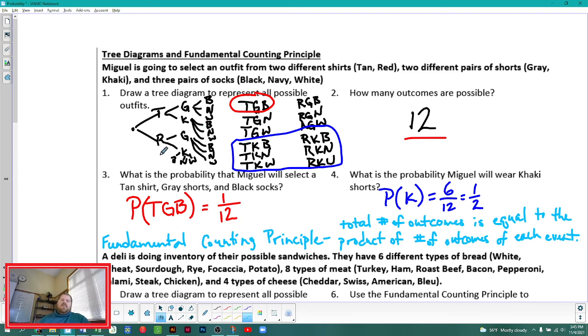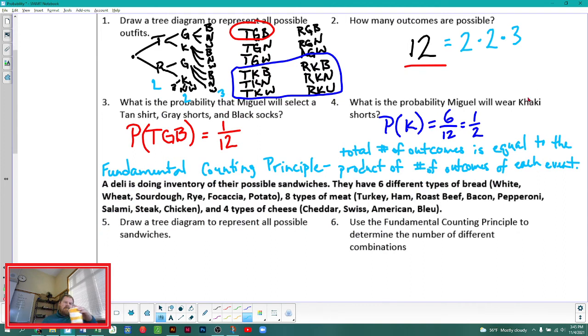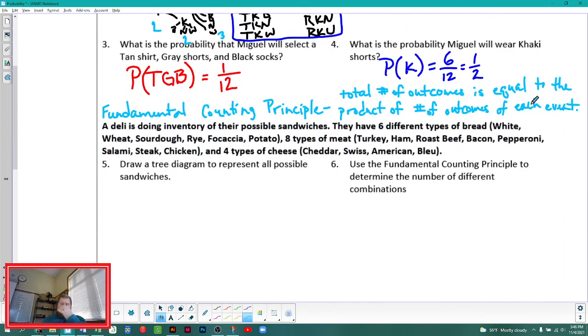In what we just did, for shirts, there were 2 possible outcomes. For shorts, there were 2 possible outcomes, and for socks, there were 3 possible outcomes. And so this 12 really comes from the 2 possibilities for shirts times the 2 possibilities for shorts times the 3 possibilities for socks. That gives us our 12. And the reason I bring that up is because in this next problem, a deli's trying to figure out how many sandwiches they can make.